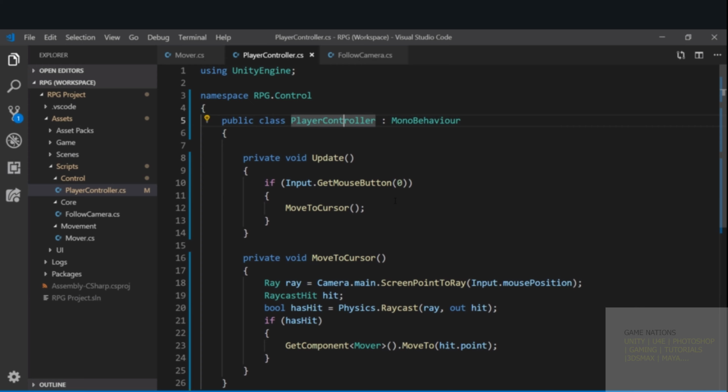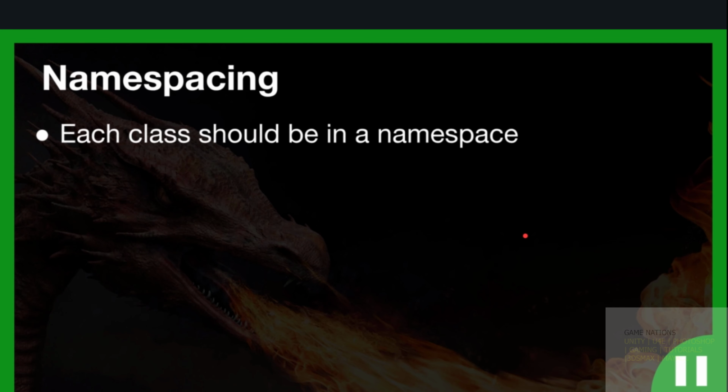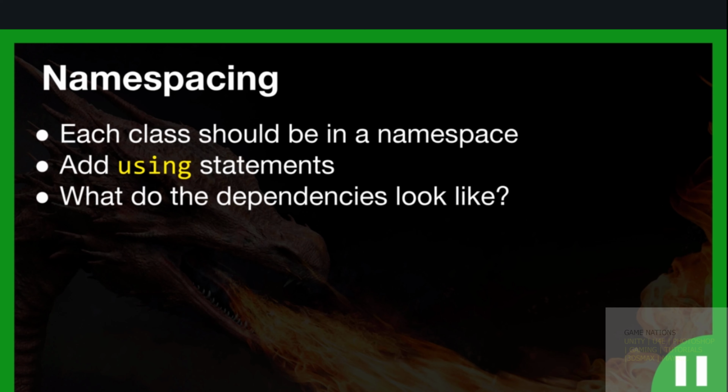So this is going to be the challenge for you folks, to namespace the remaining two classes that we've got. So each class should be in its own namespace. Name it appropriately, as we have with our folders. Add any using statements you need to use. You might find that you already have some dependencies between these different namespaces. And what do the dependencies look like? Get out a piece of pen and paper and map out all the dependencies between your namespaces. Pause the video and have a go at this challenge.